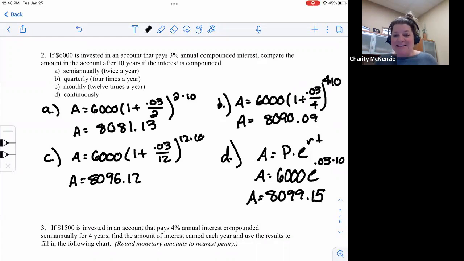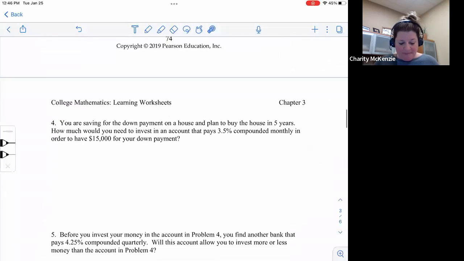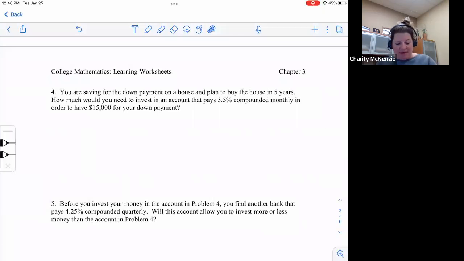Okay, so I can look at these and it's really not that big of a difference between the four. Still a difference though. I mean, it's still money the bank's giving me, but it's not that big of a difference. Okay, problem 3 is like doing it slowly in a chart, and I don't know that you need help with that one. Okay, so let's see here. Definitely should do 4.